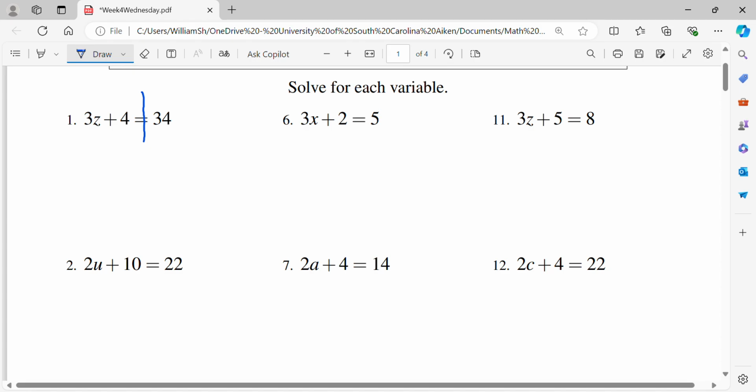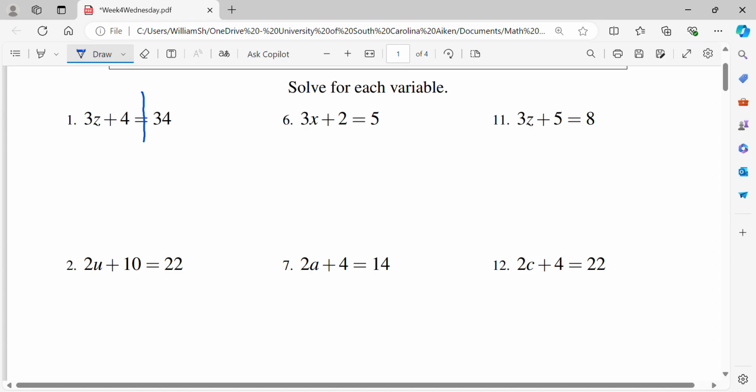So, in order to get z by itself in this first equation, where we have 3z plus 4 equals 34, we need to get rid of that plus 4, and we need to get rid of that 3 that is multiplied to that z.